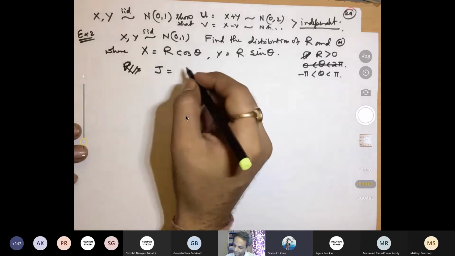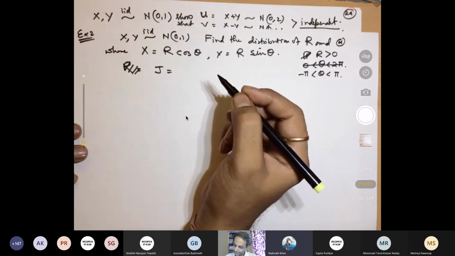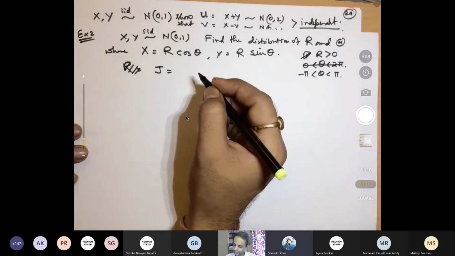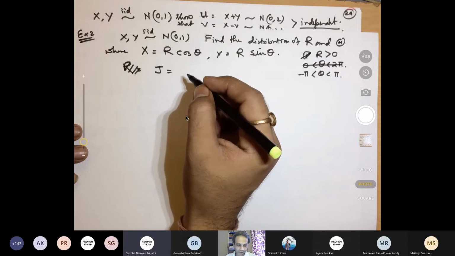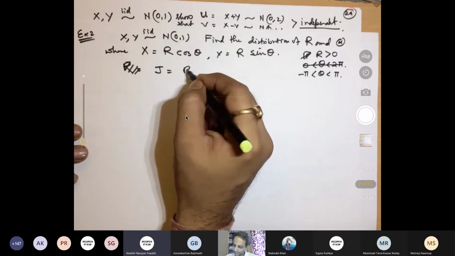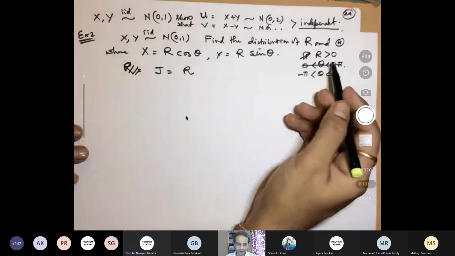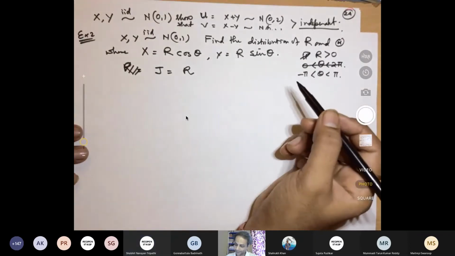So the first row, first column will be cos theta, and then it will be minus r sin theta. Next one will be sin theta and r cos theta. Okay, take the determinant. It is r only, right? Yes, sir, r only. And r is positive, so nothing more to do.